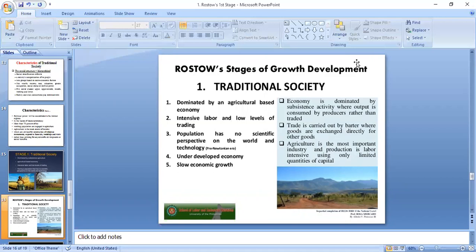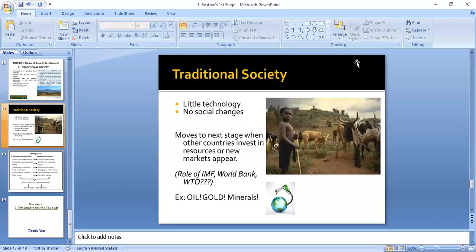Trade is carried out by barter system where goods are exchanged directly, ആ തരത്തിൽ അല്ലാതെ ഒരു മോഡേൺ തരത്തിലുള്ള ഒരു മണി സിസ്റ്റം അല്ലെങ്കിൽ അങ്ങനെയുള്ള ഒന്നും അവിടെ ഇൻട്രൊഡ്യൂസ് ചെയ്യപ്പെടുന്നില്ല. പ്രധാനമായി നോക്കുന്നത് എന്താണെന്ന് വെച്ചാൽ primary sector is always the agricultural sector, and the backbone of that society will be agriculture. So traditional society is mostly utilizing little technology. There is no social change in that society. We can't see any kind of social revolutions or social changes.